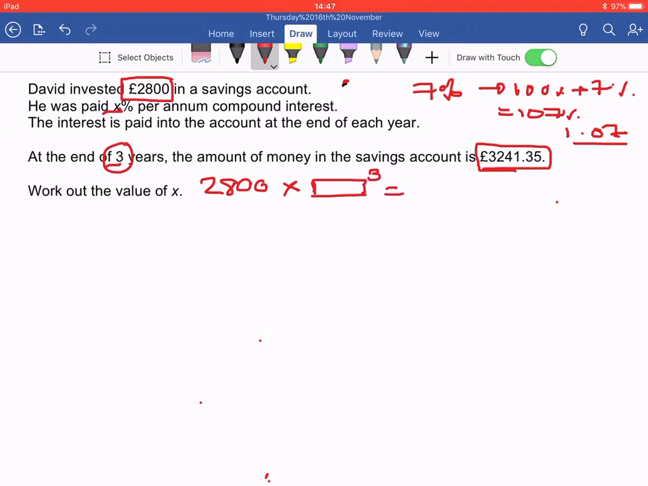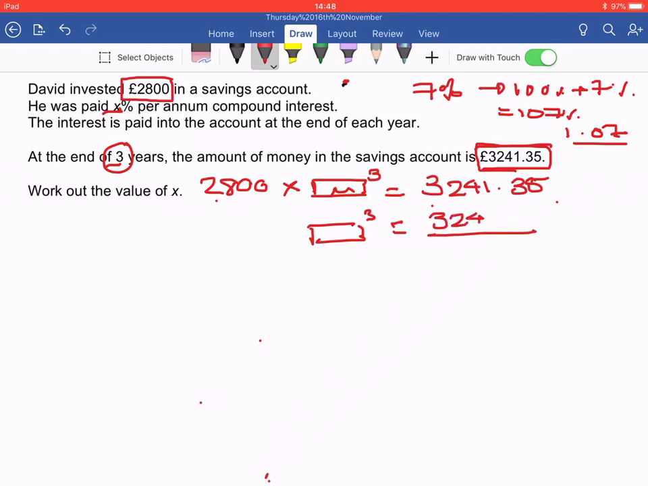And that should be equal to what, miss? How much he gets at the end of the 3 years. So it tells us how much he gets at the end, so we can put that in as our answer, 3241.35. Now it becomes a little bit of rearranging. We want to find out what this empty box is. So what we can do is the opposite of timesing by 2,800. We have the empty box, our multiplier, to the power of 3 is equal to our final amount divided by 2,800, because the opposite of timesing by 2,800 is divided by.